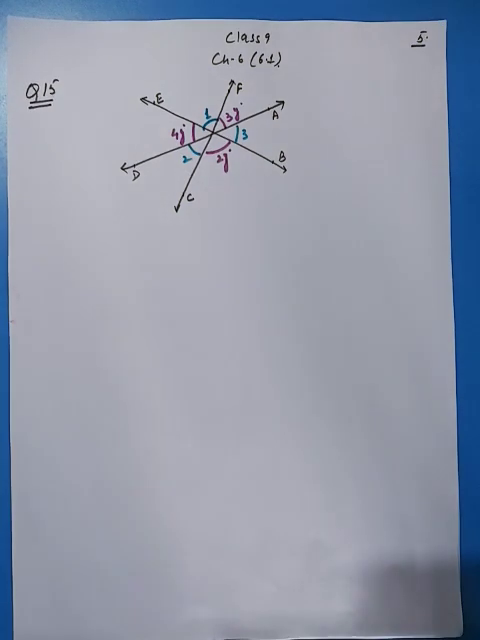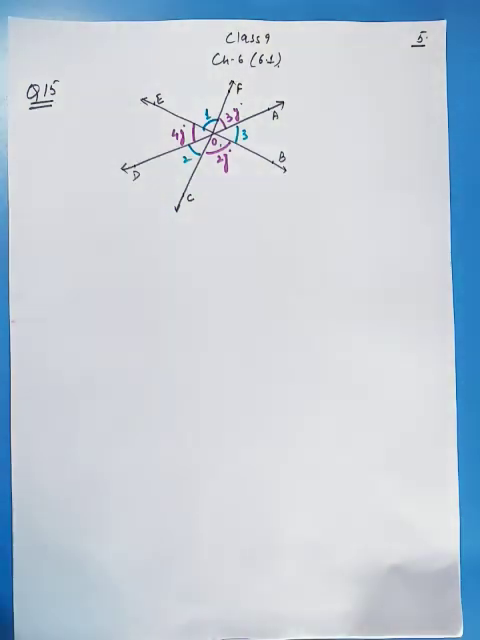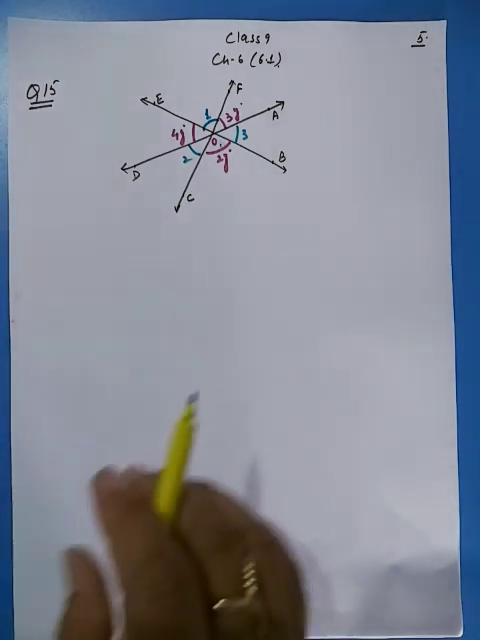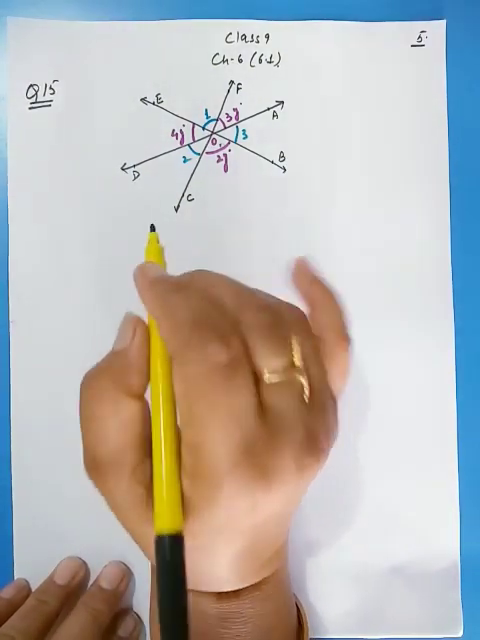Now, question number 15. In the following figure, lines AD, CF and BE intersect at point O. The point of intersection of all these three lines is O, and we have to find the value of y. Here we can see all the three lines are intersecting at the point O. Because lines are intersecting, vertically opposite angles will be equal.